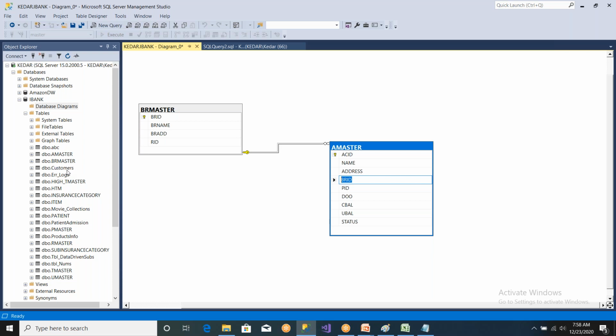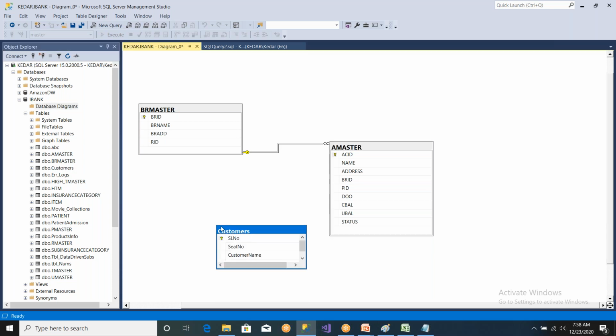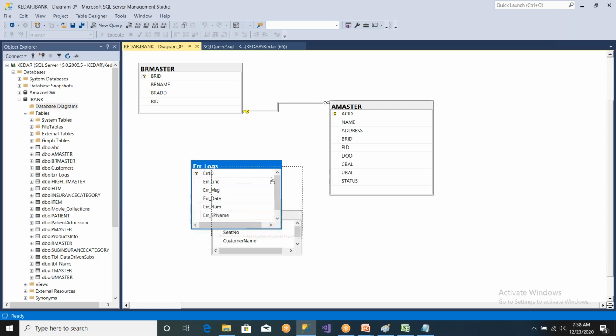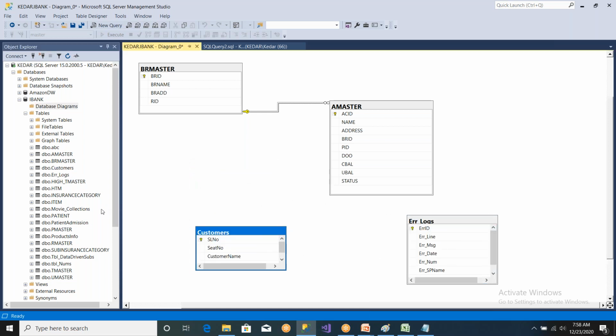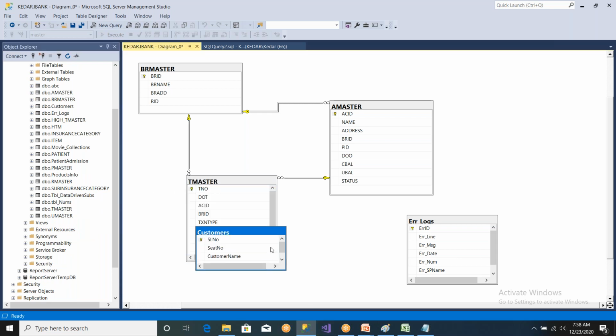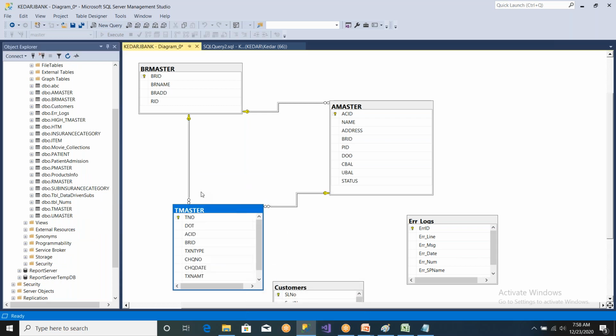For example, if you take one more customer table, it is not linking to anybody. It is an independent table. If I drag and drop this table, it is an independent table, right? If I drag and drop T master, it is creating links. Now see, BRID is a primary key. Now somewhere you have a foreign key. Now this is linked. It is a primary key and foreign key. Now this table is linked. What is the primary key here? Account ID is linked, and account ID is a foreign key.